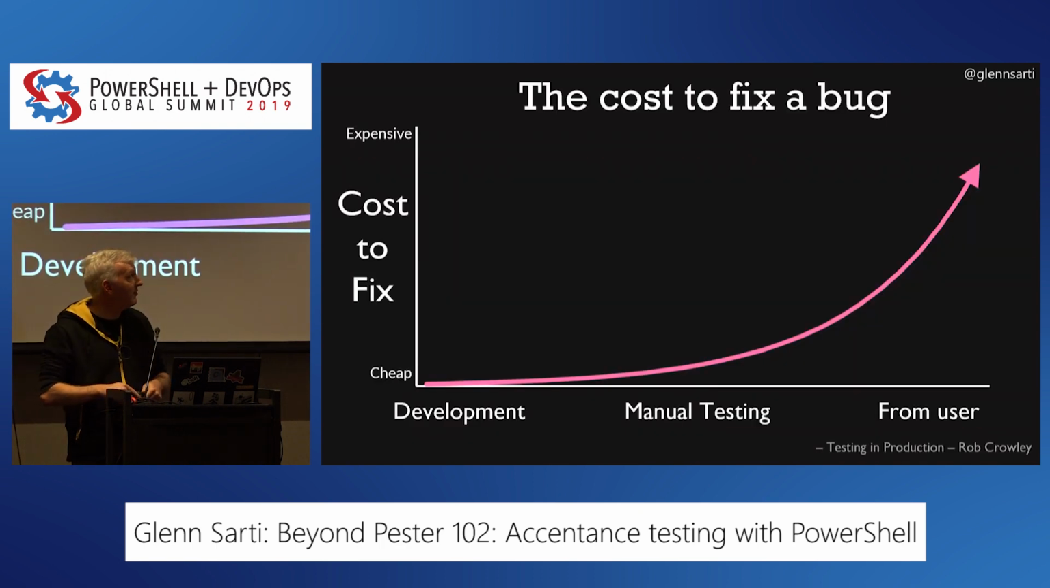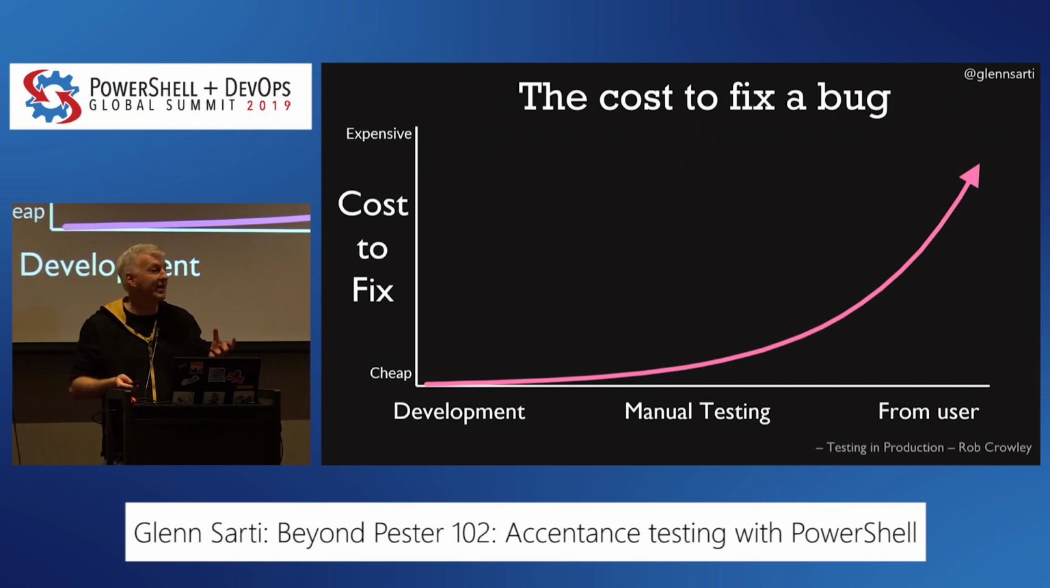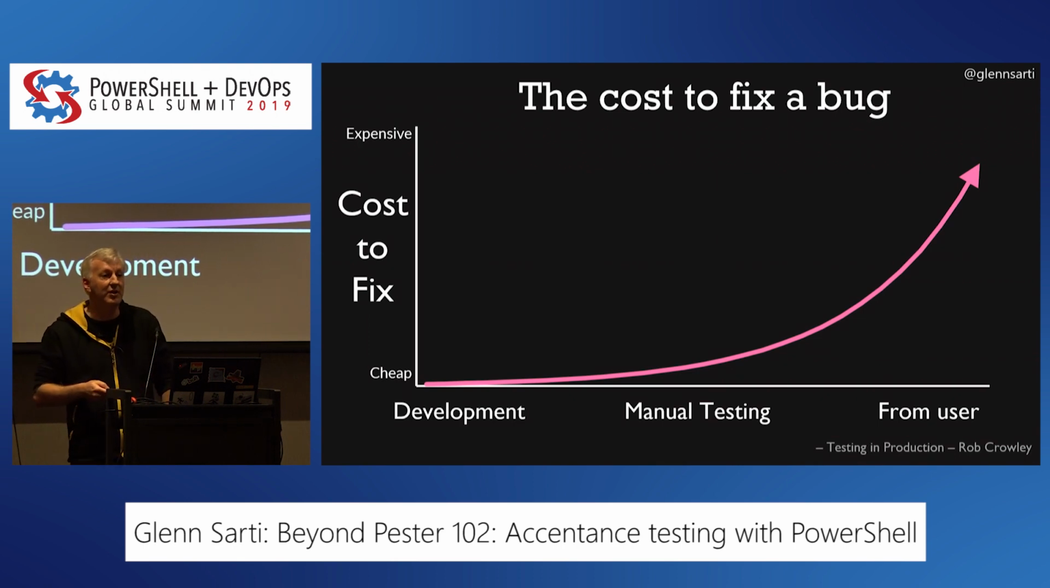And then there's the shift left movement in testing, where you want to move testing as close as you can to the person actually writing the PowerShell. Because again, it's much cheaper to solve a problem or a bug at the beginning versus when you give it to the user. And acceptance testing tends to be on the far right-hand side of the spectrum because it's slow and complex.